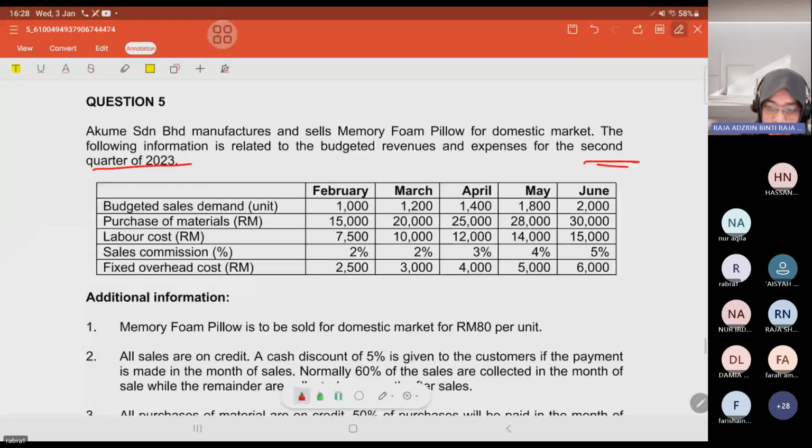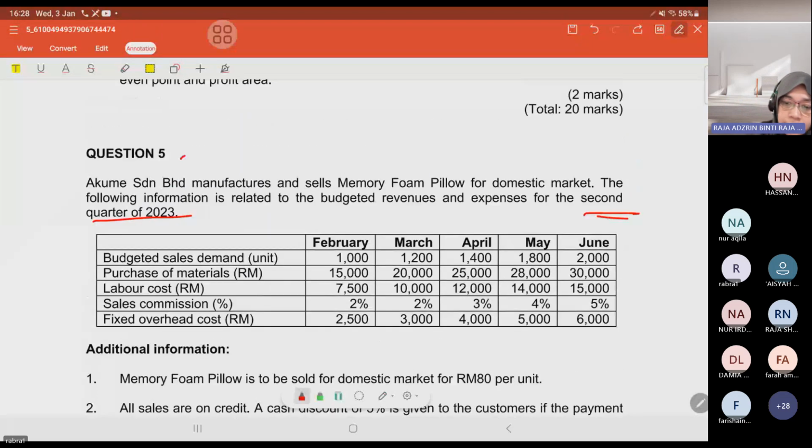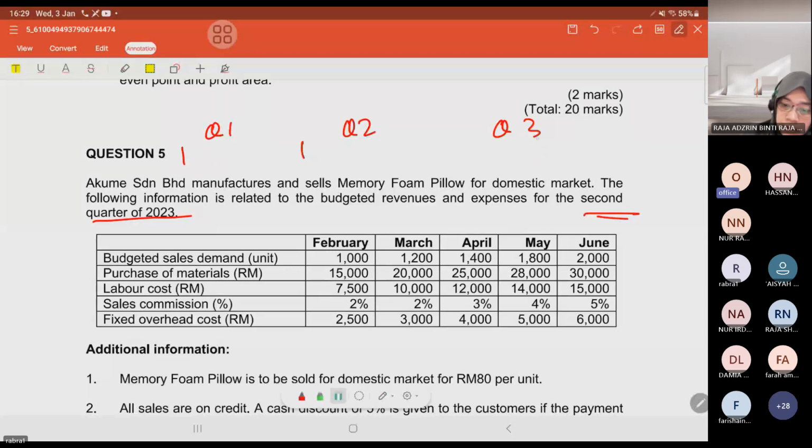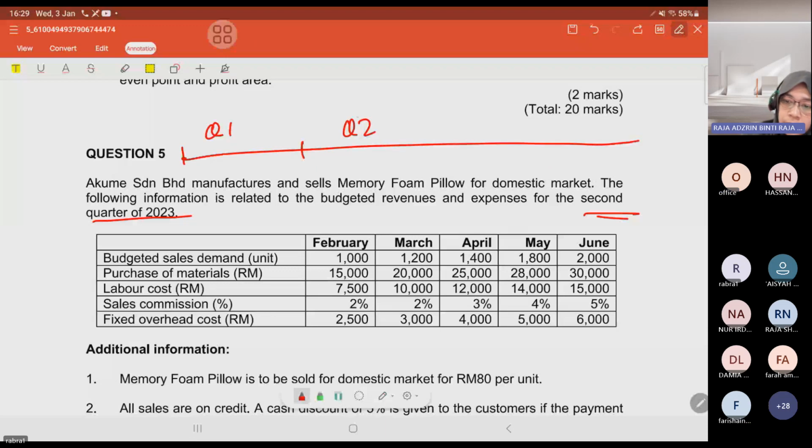When you talk about the second quarter you kena tahu dalam one year, you ada 4 quarter, you ada quarter 1, you ada quarter 2, quarter 3, quarter 4. Okay, so bila dia talk about the quarter, nampak ke screen saya ni? Okay, so quarter 1 means January, February, March. Okay, April, May, June, July, August, September, October, November, December.